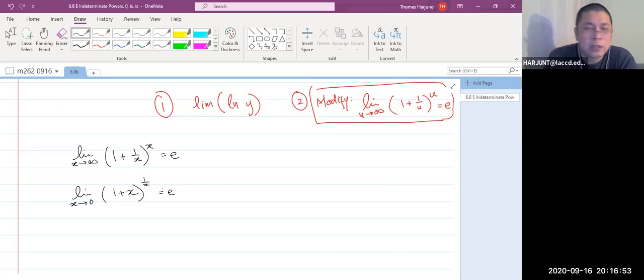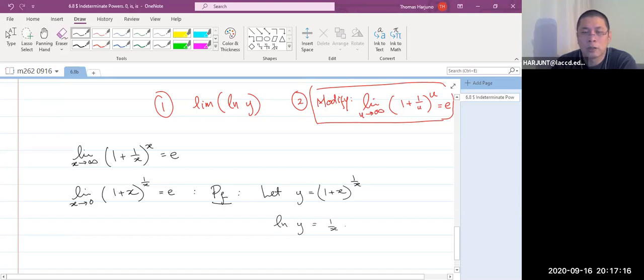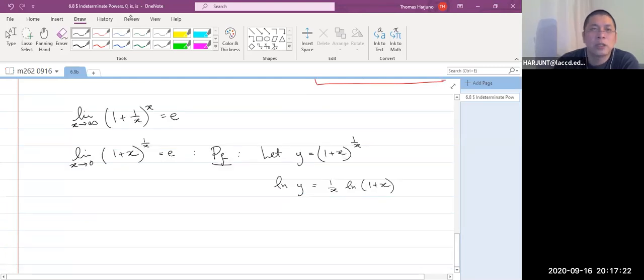In fact, let me spend some time to prove this. Let y equal 1 plus x to the power of 1 over x. Natural log of y equals 1 over x natural log of 1 plus x. It's like this. If you take the reciprocal here, if you substitute this to be u, then this will be 1 over u. But 1 over u will go to 0.